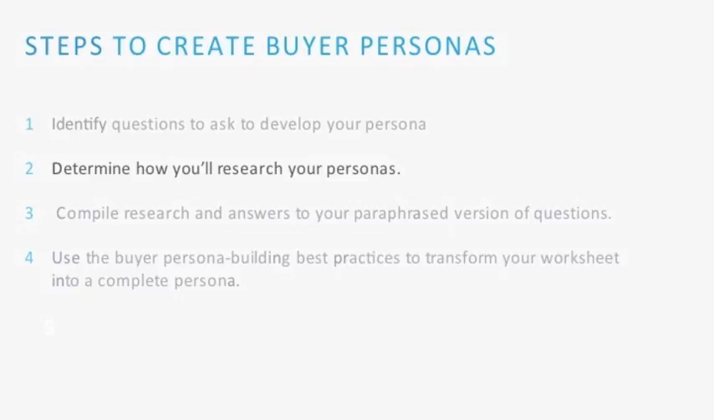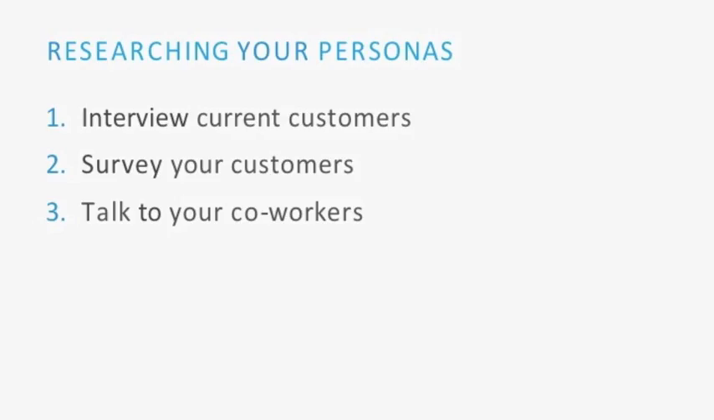The second step to creating a buyer persona is determining how you'll research your persona. Once you've identified your questions, you'll then begin thinking about how to ask those questions. Although you may be able to answer some of those persona building questions yourself, creating a valid persona requires research. There are several different ways to go about researching a buyer persona. You can interview current customers, survey customers, talk to your coworkers.